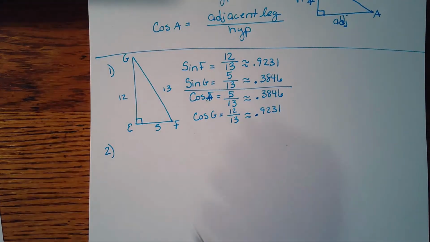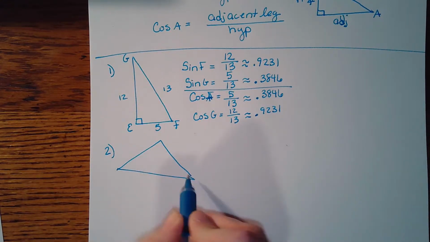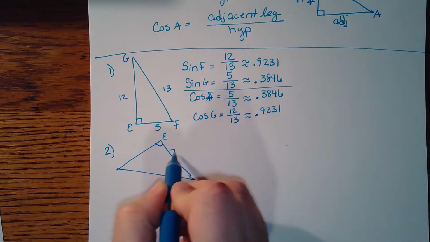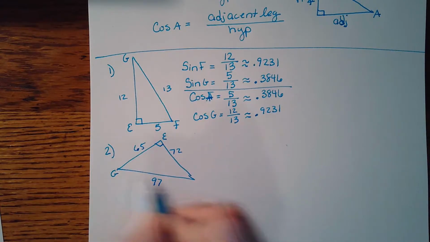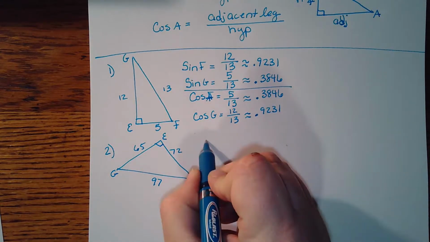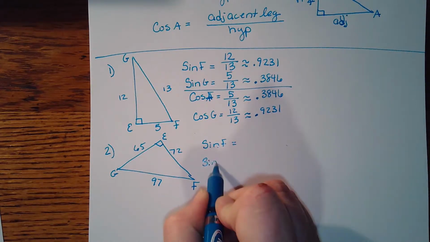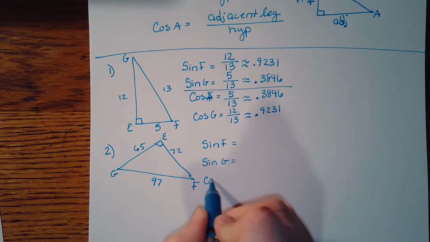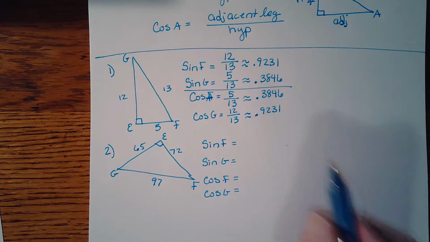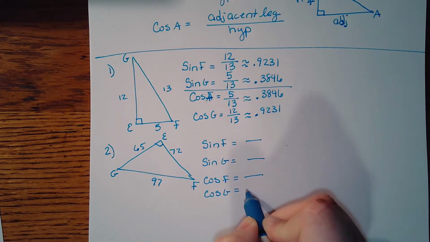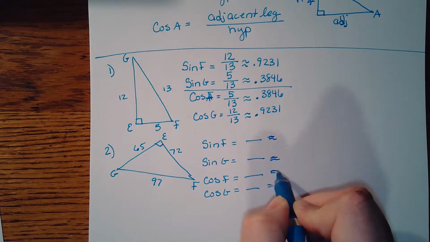So looking at number 2, this is E. That's 72, 97, 65. There's my G, and there is my F. So I'm going to go ahead and write sine F, sine G, cosine F, and cosine G. That way they're already set up. We know they're going to all be fractions. I should have done approximate, so it should have been wiggly lines and not straight lines.